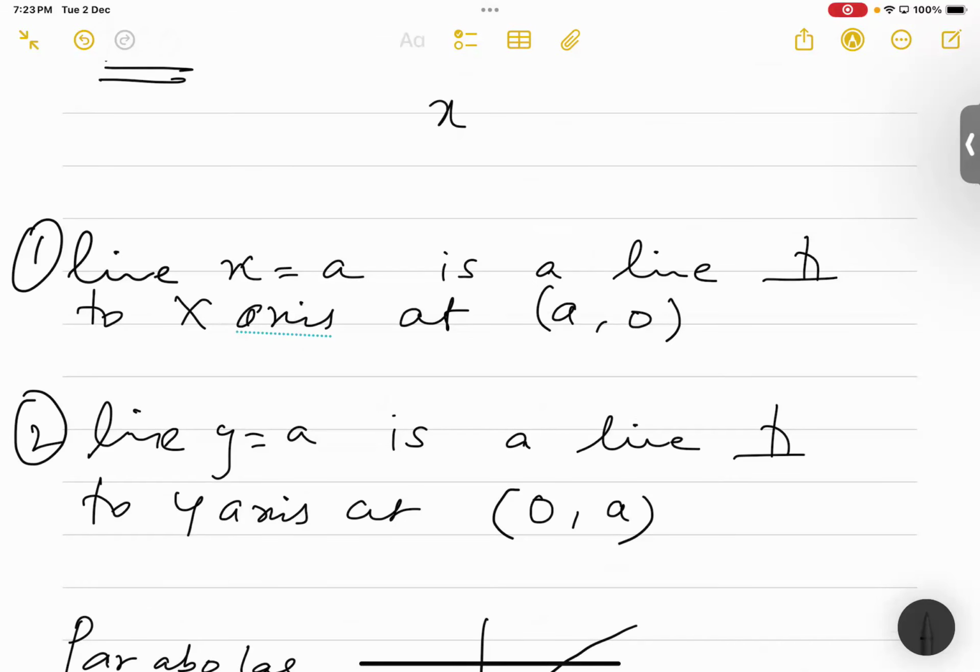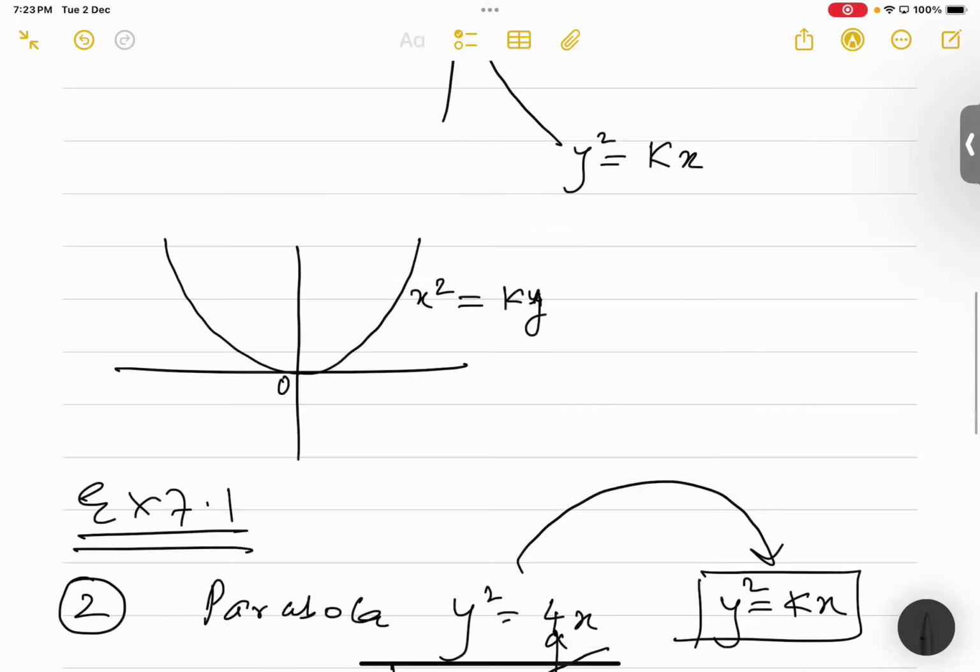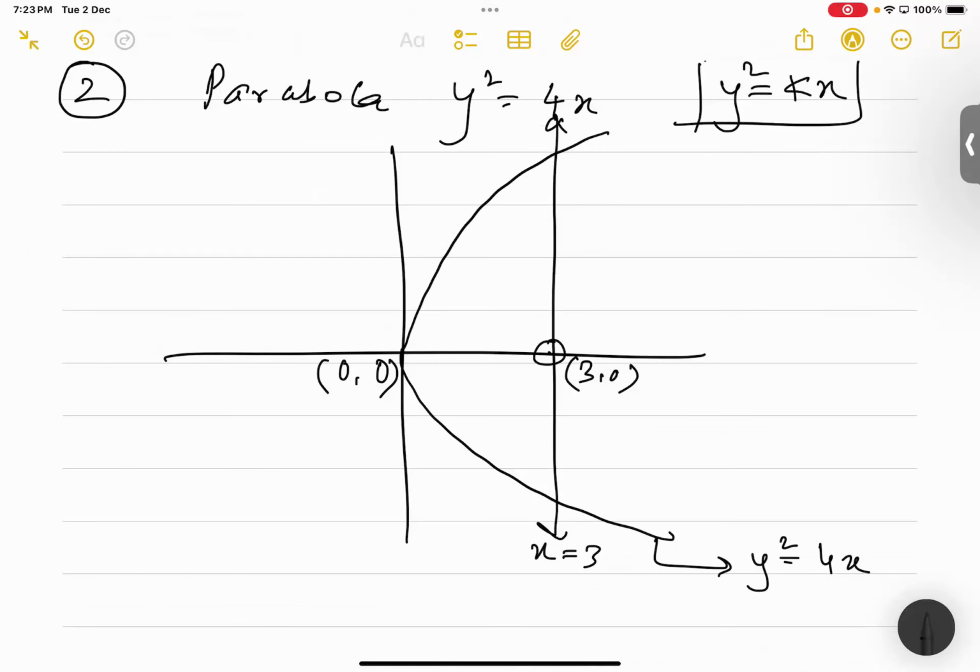Now when I say x is equal to 3, what type of line is this? It is perpendicular to x axis. See, I have drawn. It is perpendicular to x axis at 3 comma 0. Do you agree with me? Right? So we are supposed to find this area between the line and the parabola, this entire area. Did you understand? Clear?